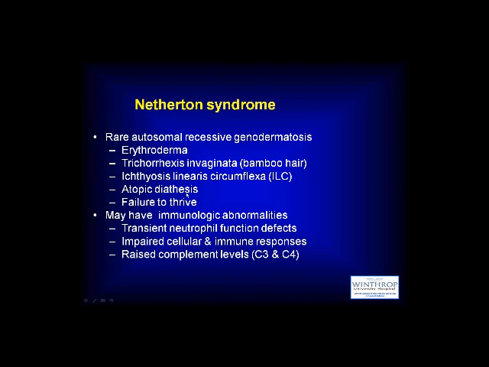They have atopic dermatitis. These patients have both parents with atopy, and this patient also has a peanut allergy, a failure to thrive, and they may have immunologic abnormalities. They have neutrophil function defects, impaired cellular and immune responses, and elevated complement.